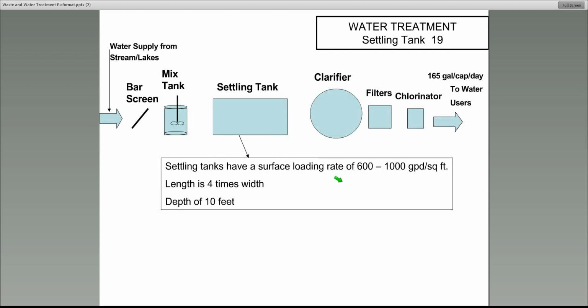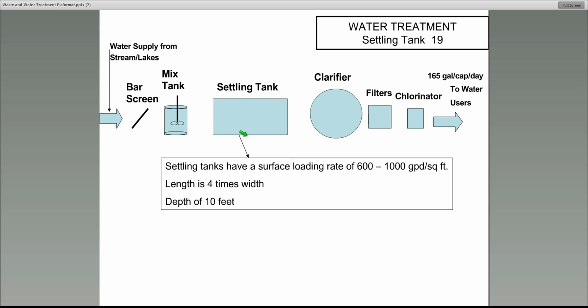Now the settling tank. The settling tanks have a surface loading rate that would be the total exposed water surface on the top of the tank of 600 to 1,000 gallons per day per square foot. The length of this tank is usually 3 or 4 times the width. I'm using 4 times the width here, and the depth of the tank is normally 10 feet.